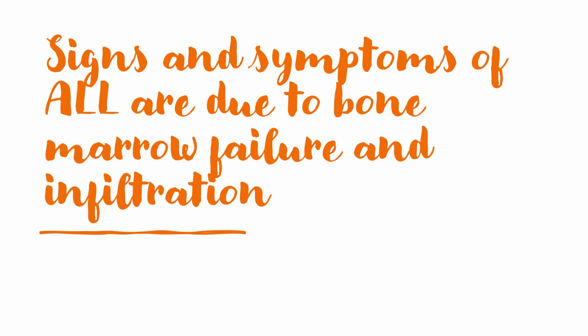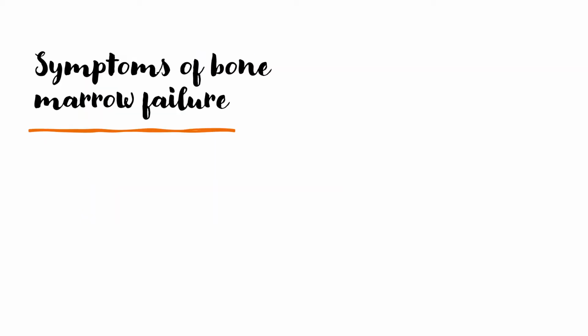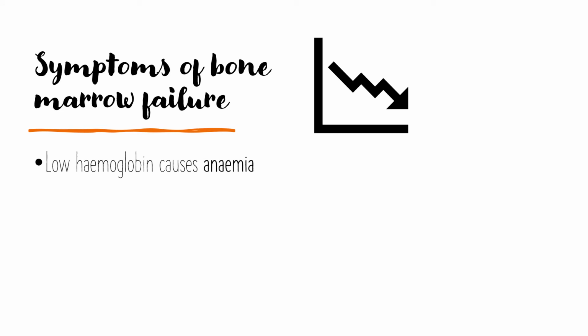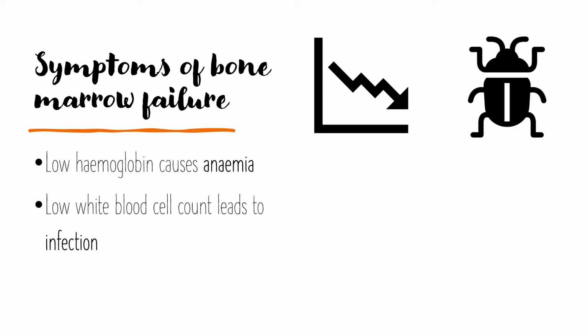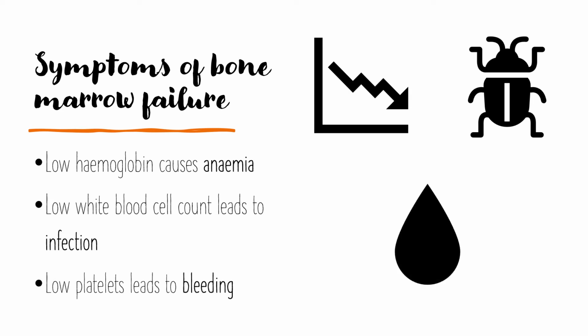When we think about the symptoms of ALL, we need to establish that these occur due to bone marrow failure and infiltration of cells. So both causes of these symptoms present differently. So let's describe the symptoms associated with bone marrow failure first. First we have anemia, which is due to those low hemoglobin levels. Infection could occur, which is due to this poor white blood cell count. And bleeding, due to thrombocytopenia.